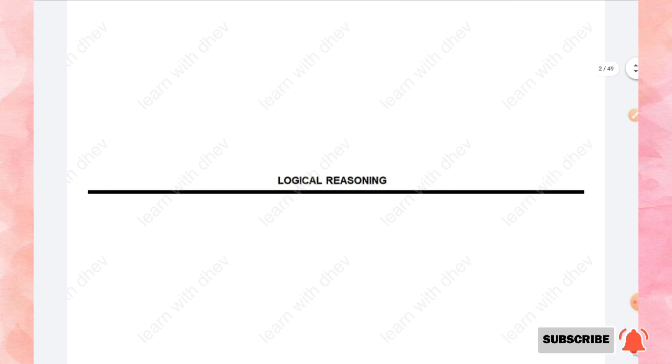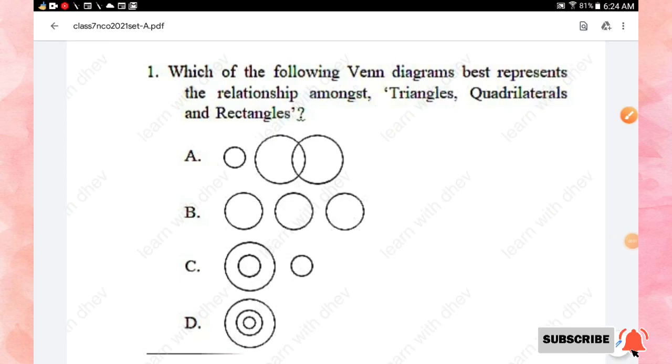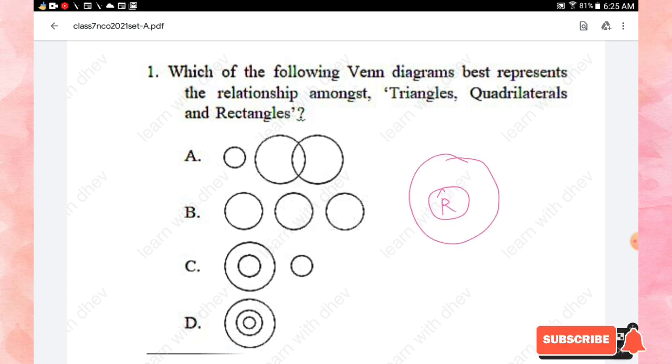The first section is logical reasoning. Question number 1. Which of the following Venn diagrams best represents the relationship amongst triangles, quadrilaterals and rectangles? So all rectangles are quadrilaterals, whereas triangle is different. Right. So this is the relationship between these three. So your answer would be option C.